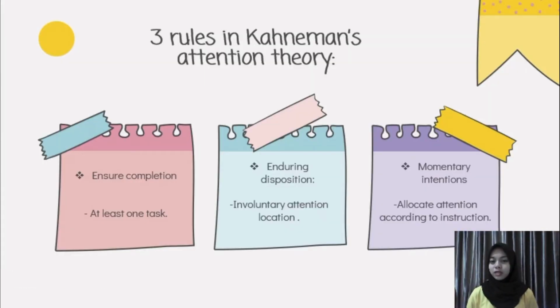Next, we have three rules in Kahneman's attention theory that people always use to allocate the available attention resources when performing multiple tasks. Firstly, ensure completion of at least one task. This means that if we have multiple tasks to do, we have to make sure at least one task is completed first, so we can do another task later. The second rule is enduring disposition, which is involuntary attention allocation. And the last rule is momentary intentions, which is allocating attention according to instructions. This means people pay attention to the instructions that are given to them. So there are three rules that people always use when performing multiple tasks.